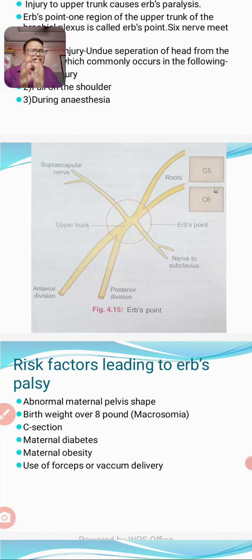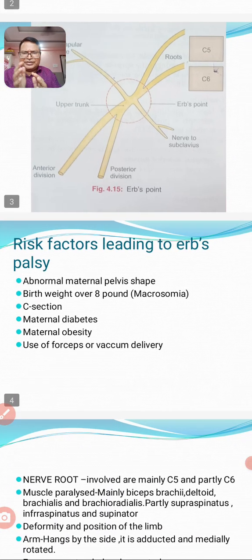And what are the risk factors that lead to Erb's paralysis? First is an abnormal maternal pelvis. We know the bony pelvis, and if the shape is abnormal, this is a risk factor. Second is birth weight over 8 pounds.